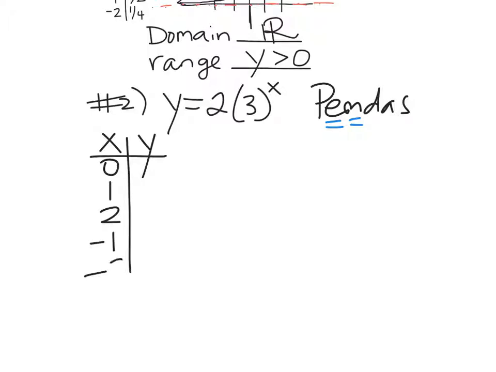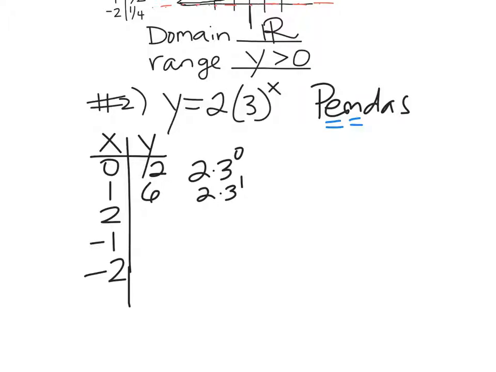Boring. We like boring, right? 0, 1, 2, -1, -2. And we're going to plug these in, and you do the exponent part first, and then multiply it times 2. Okay? So 0 is going in, and I'm getting 2 times 3 to the 0. That is not 6 to the 0. Okay? It's 3 to the 0, which is 1, times 2 is 2. Now plug in 1. 2 times 3 to the 1 is 6.